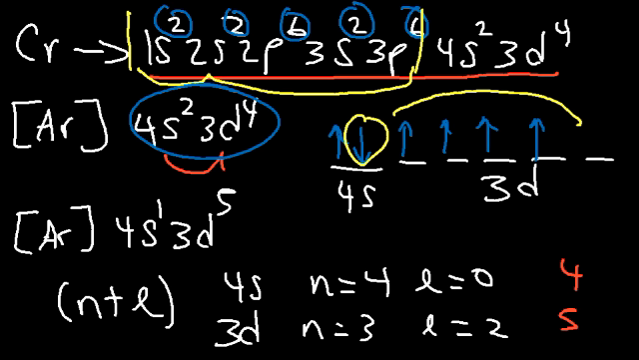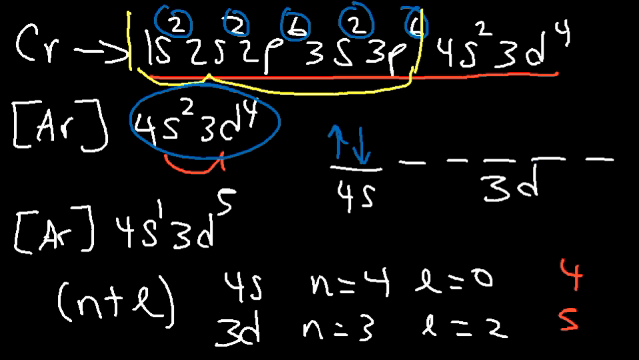So, the correct orbital diagram for chromium looks like this. It's 4s1, 3d5. So chromium has 6 unpaired electrons, which means that it's paramagnetic.